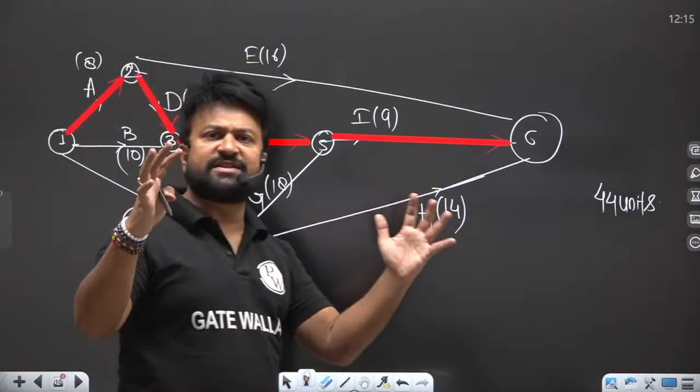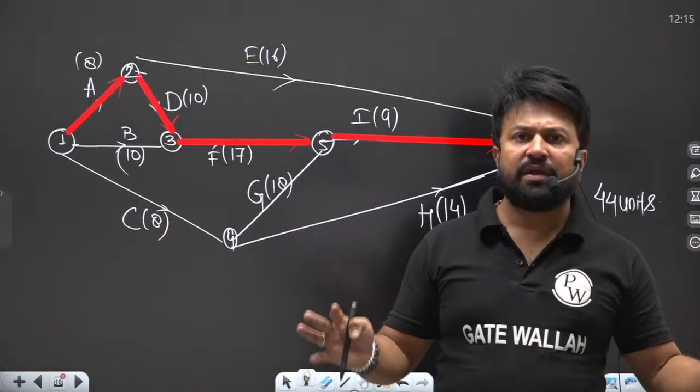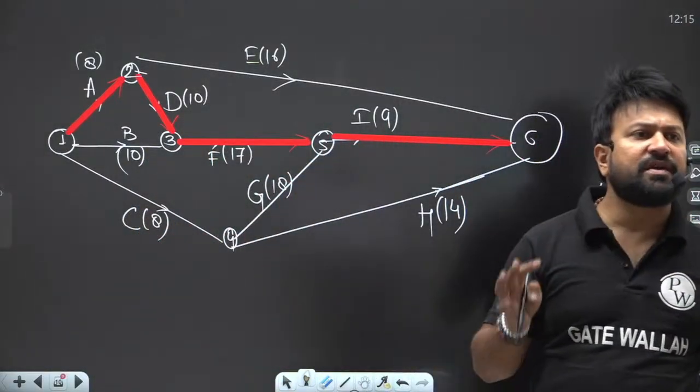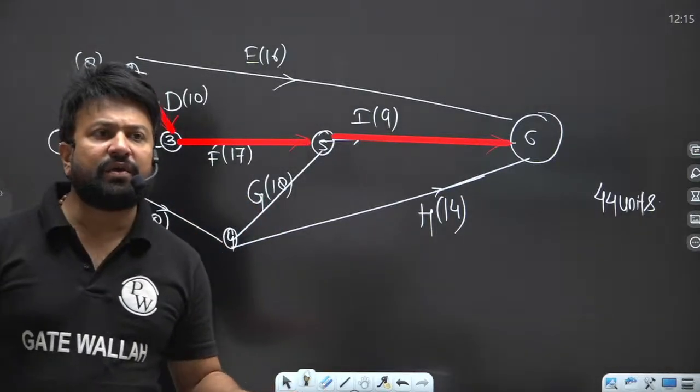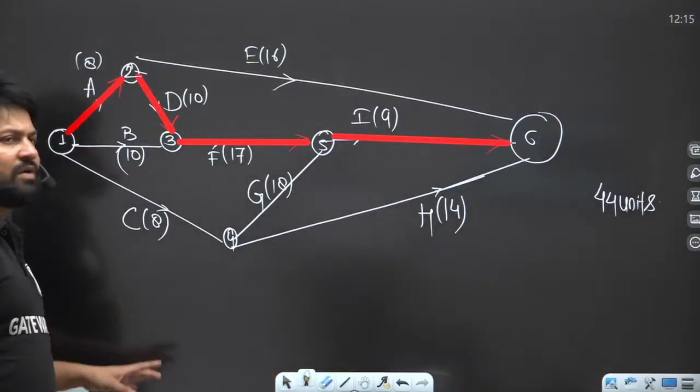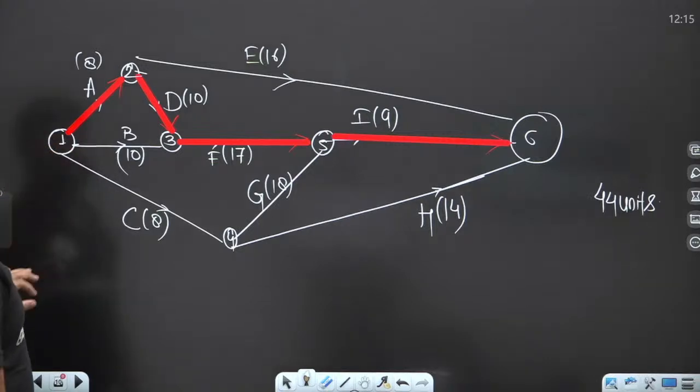This question is a combination of various things. If you solve this question, you will get each and every type of concept. So how can we calculate E?